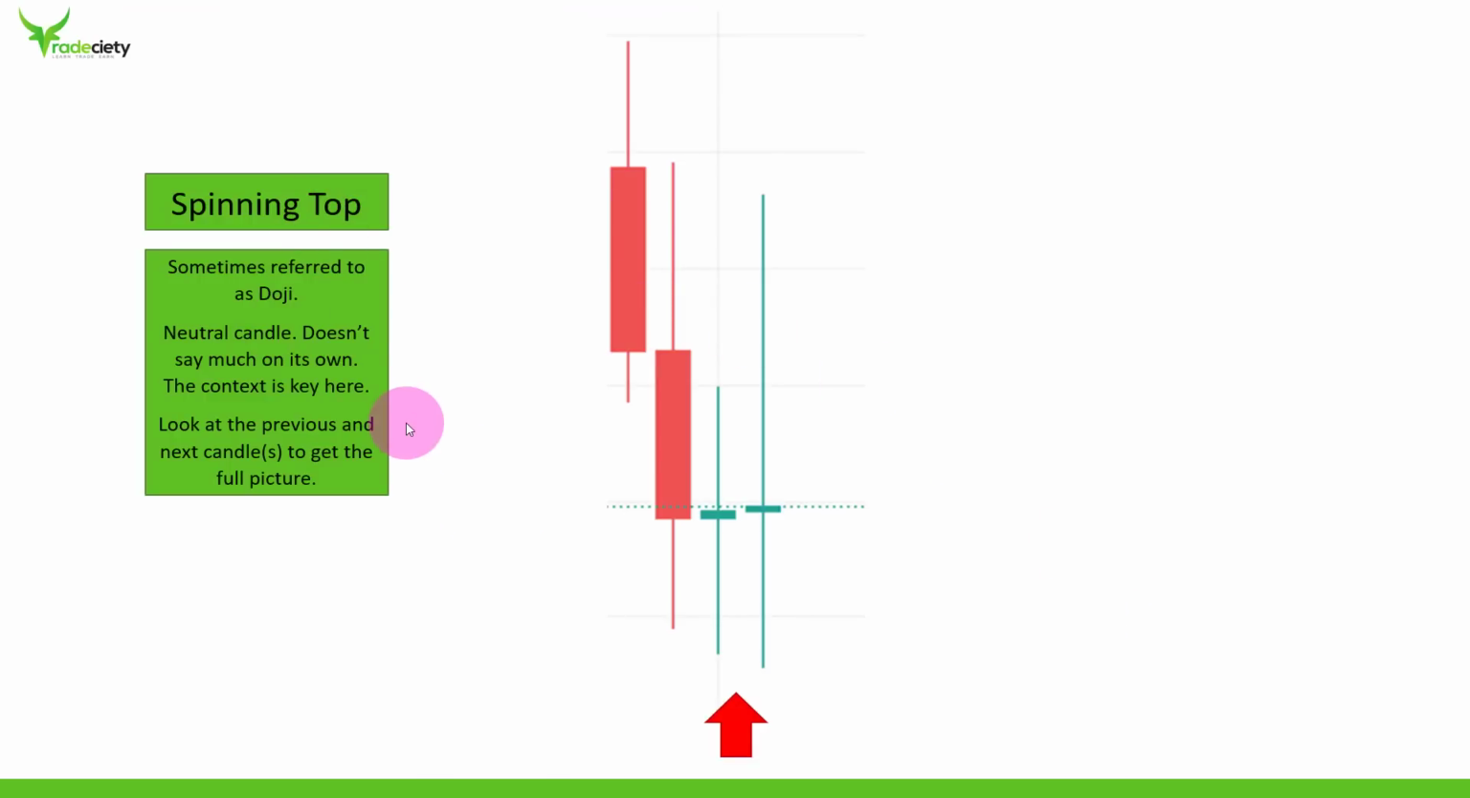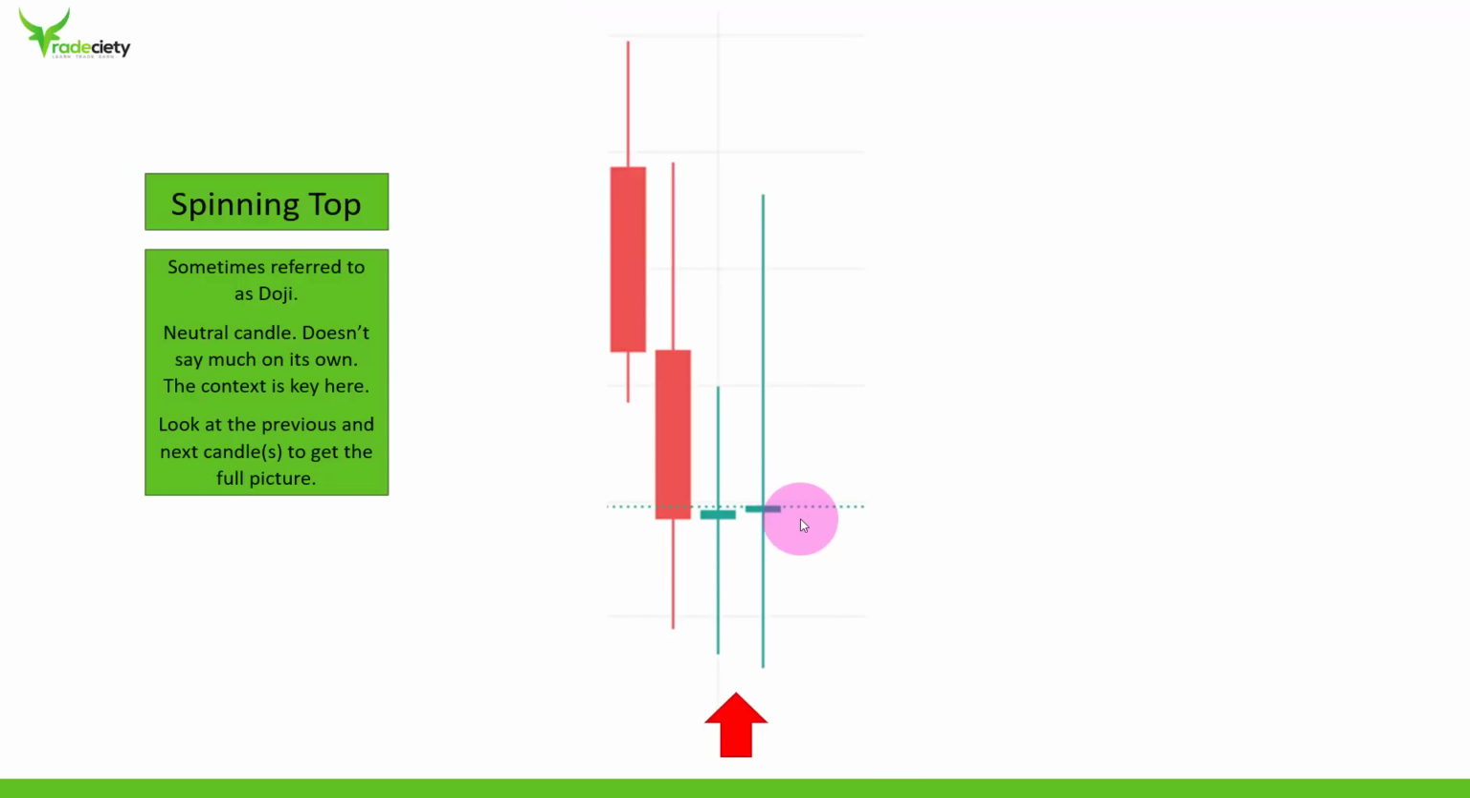The spinning top is also referred to often as the doji. They both mean exactly the same. And just like the inside bar, the spinning top is a neutral candle. And with a neutral candle, it really matters in which context it occurs. So what is the previous candlestick? What are the previous few candlesticks? Is it occurring in a trend? Is it occurring at a support and resistance area? And also, I would always wait after a spinning top for the next candle.